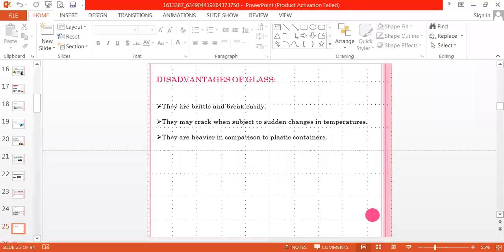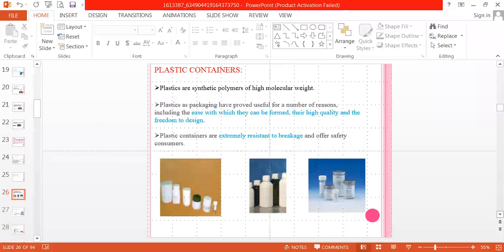Another disadvantage is its heavier nature. Compared to plastics as well as aluminum-type metallic materials, glass requires a larger transportation cost because of its heaviness or weight. So these are some disadvantages of glass.